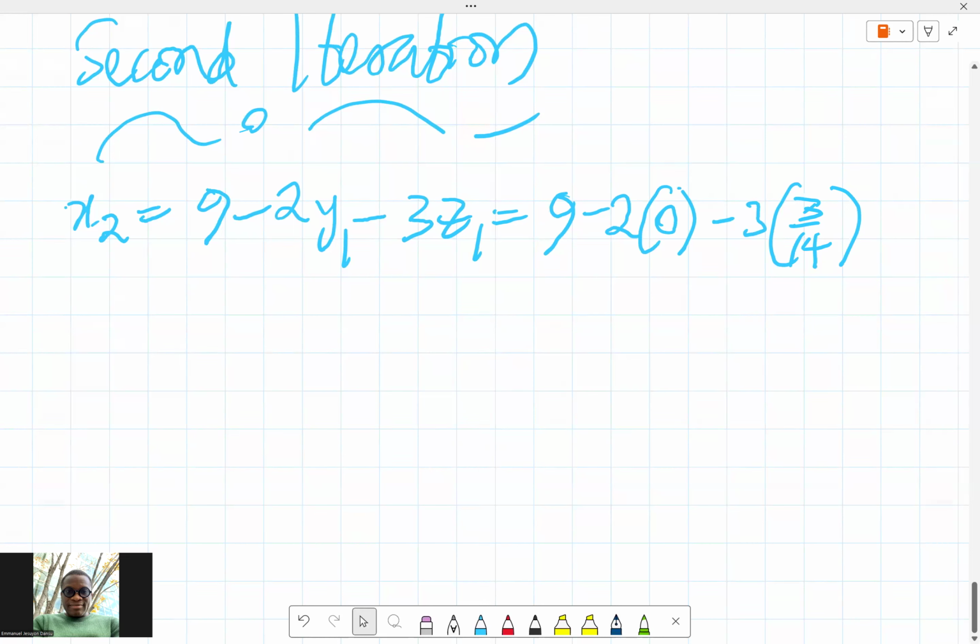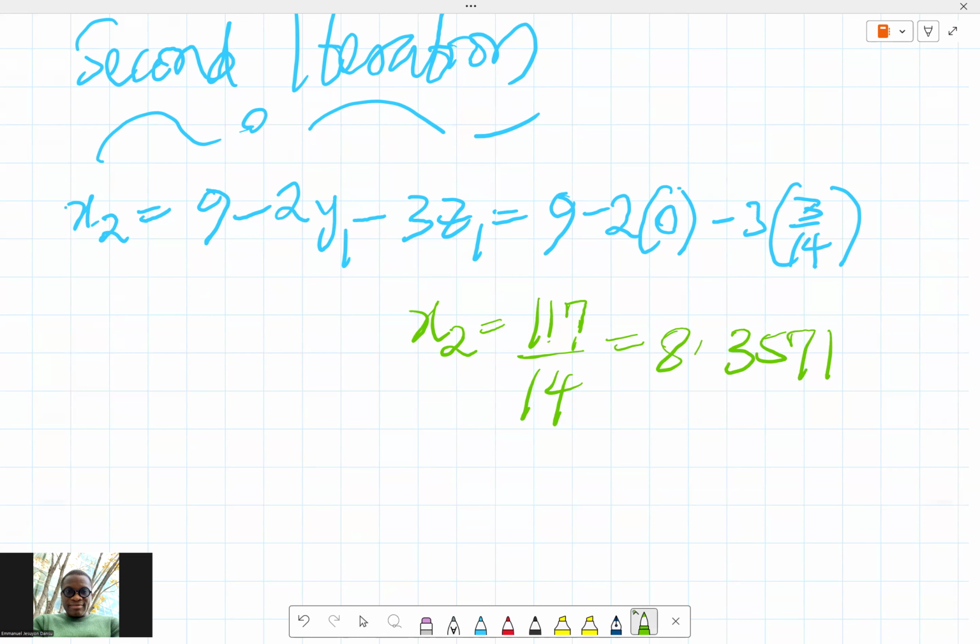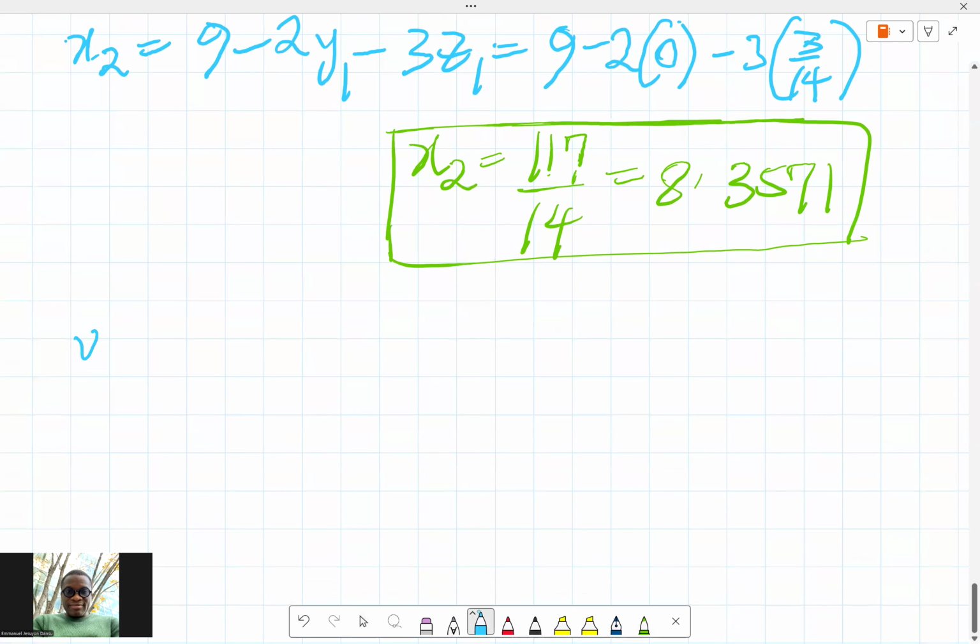So here now, we have x2 equal to 9 minus 0 minus 9 over 14. All of that goes to 117 over 14, which is the same thing as 8.3571. So x1 was 9. You can see this is converging towards the answer, which is 7.2 ultimately, right? This method is getting closer. Then we go for y2. Now that we have x2, we are going to use x2 straight for y2.